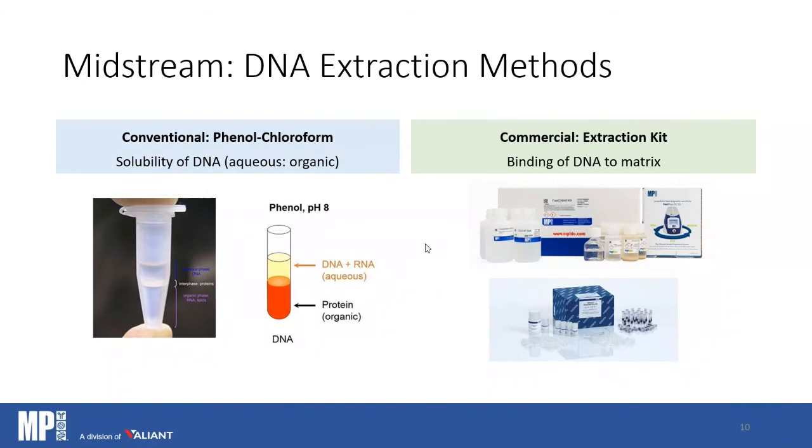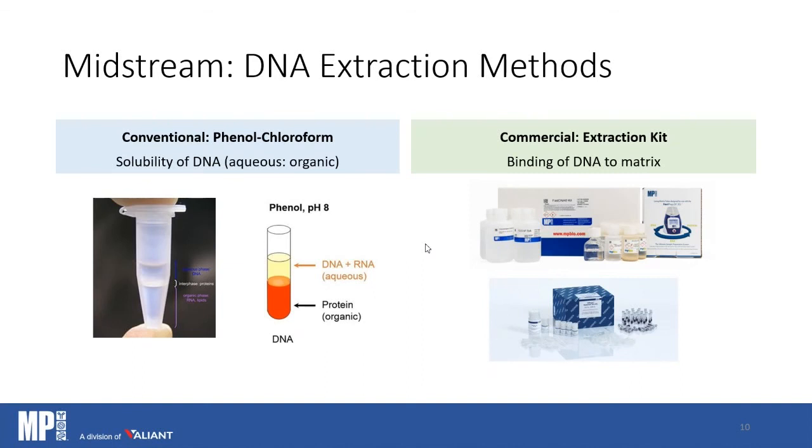After lysis, we need to separate the DNA from other content of the lysis. DNA can be extracted using conventional methods that involve phenol-chloroform. It exploits the different solubility of DNA in aqueous and organic solvent. So when a polar and non-polar solvent are mixed, they form two immiscible layers. And DNA, as a polar molecule, will partition itself to the aqueous layer and get purified.